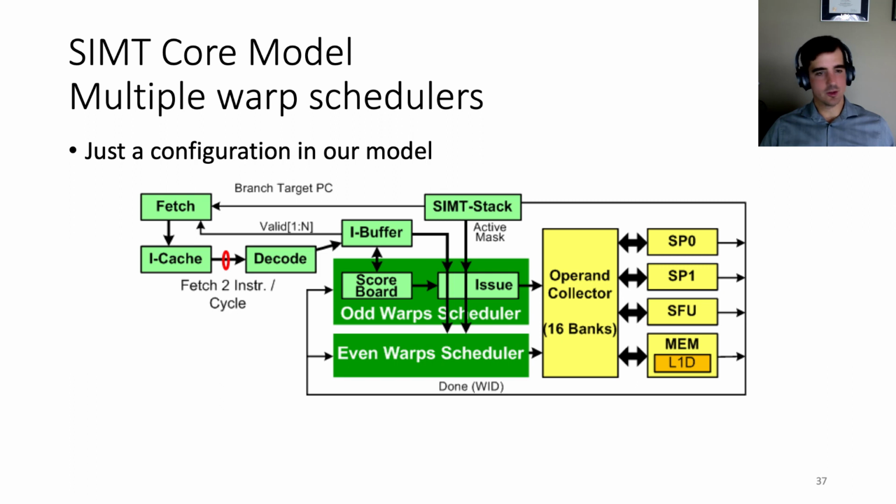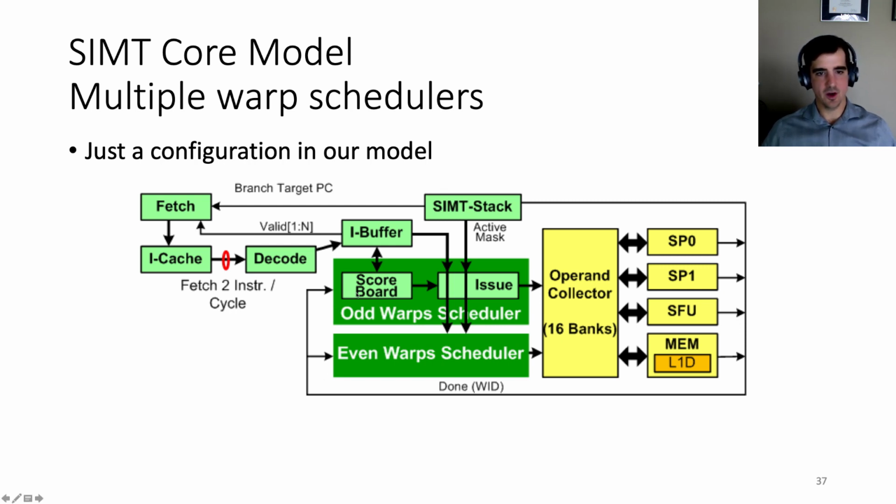The simulator also supports multiple warp schedulers. Here we're just showing an example of a 2 warp scheduler system, similar to the Fermi architecture, where you've got one scheduler handling all the odd warps and one scheduler handling all the even warps. They're statically partitioned when the CTA is assigned to the core. Half of the warps in the CTA will go to the odd scheduler, half of the warps will go to the even scheduler.